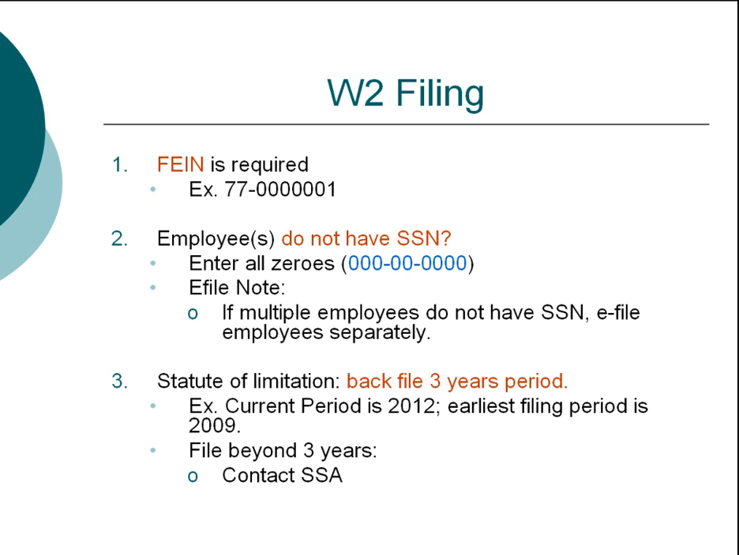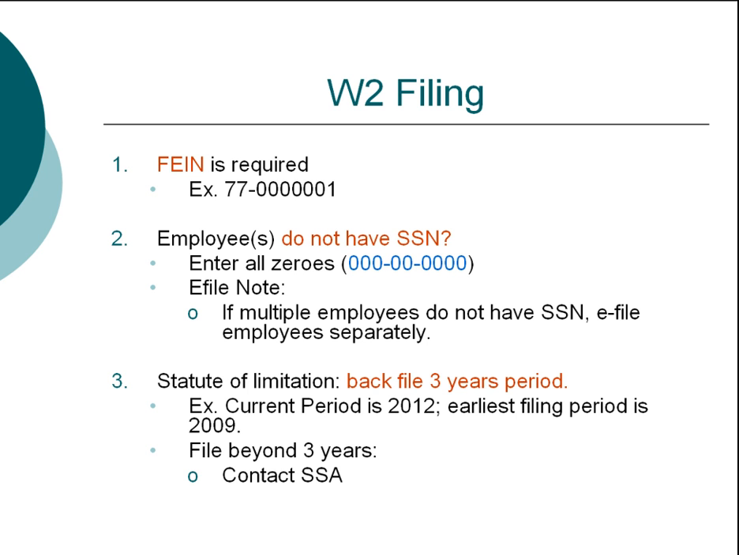If your employee does not have a Social Security number or is in the process of applying for one, you can still e-file a W-2 by filling in his or her Social Security number with all zeros. If you have more than one employee without a Social Security number, we recommend you prepare their e-files separately to avoid having information mixed.